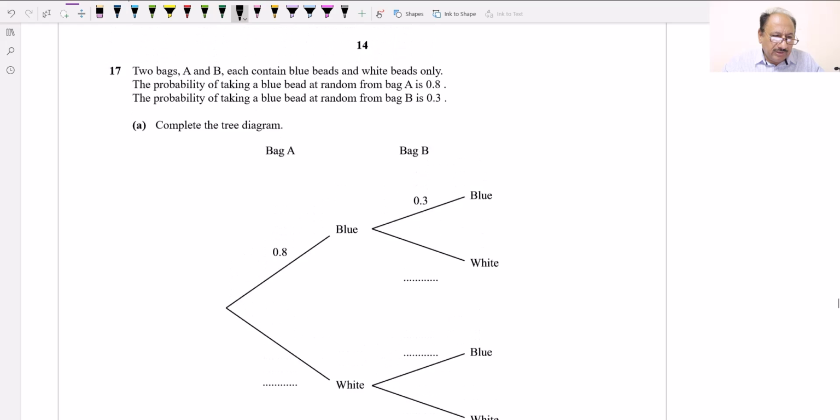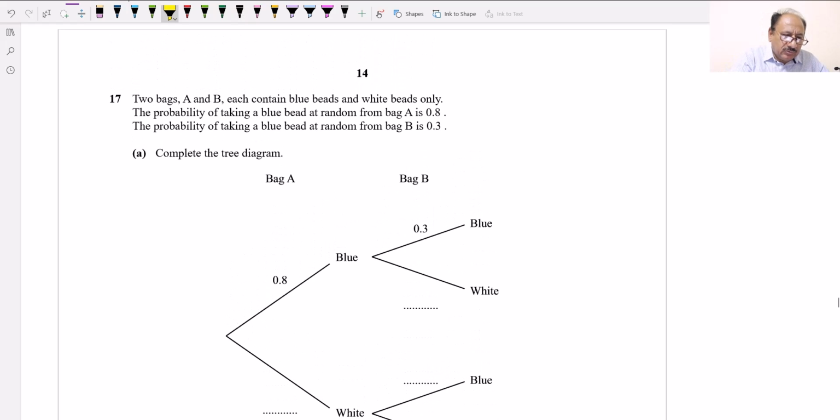Now we can move to the next question, number 17. Question 17 says two bags A and B each contain blue beads and white beads only. The probability of taking a blue bead at random from bag A is 0.8, and the probability of taking a blue bead at random from bag B is 0.3. Complete the tree diagram.